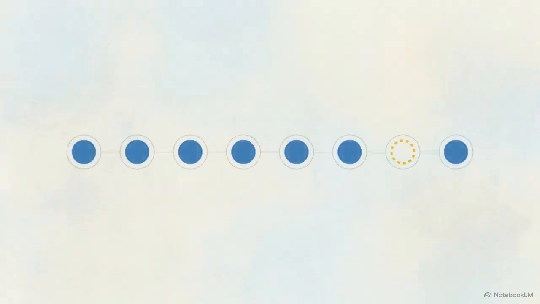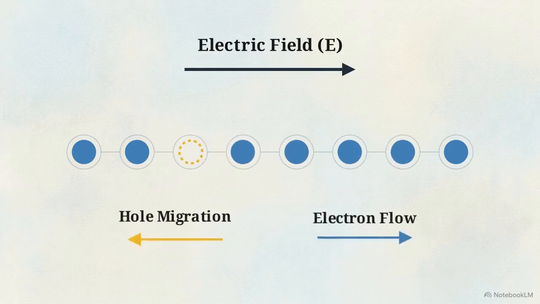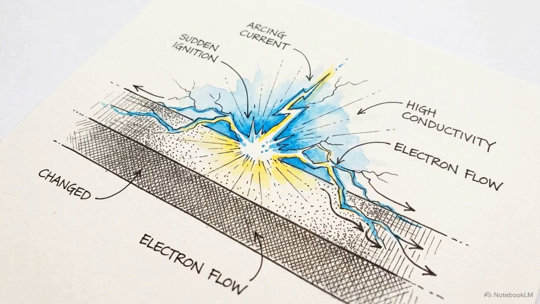If we apply an electric field, an electron from a neighboring atom finally gains enough freedom to jump into this empty spot. When that electron jumps, it leaves a new hole behind it, allowing the next electron to move. As electrons shift to the right, the holes effectively travel to the left. This cascading movement through microscopic vacancies enables electrical conductivity in semiconductors.